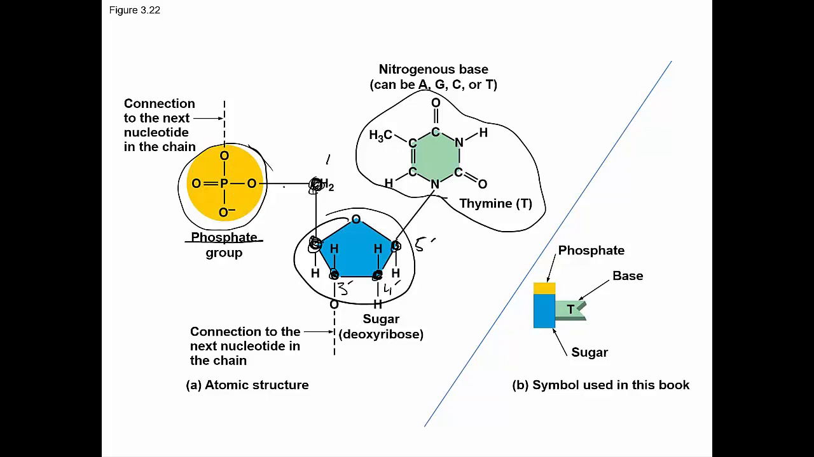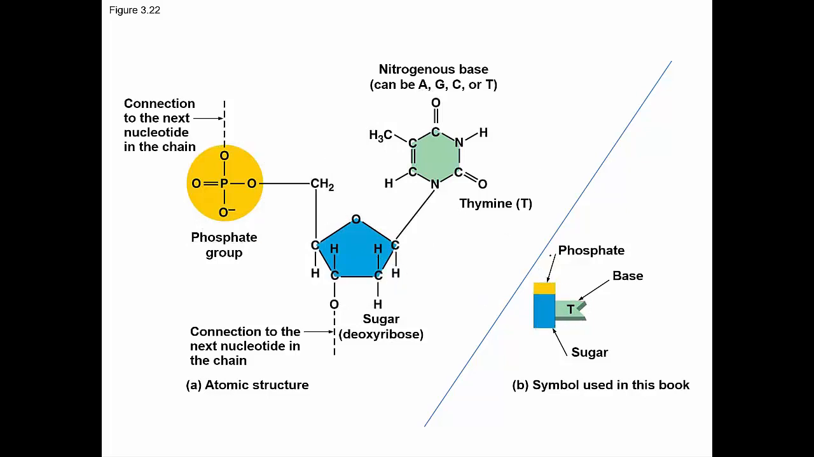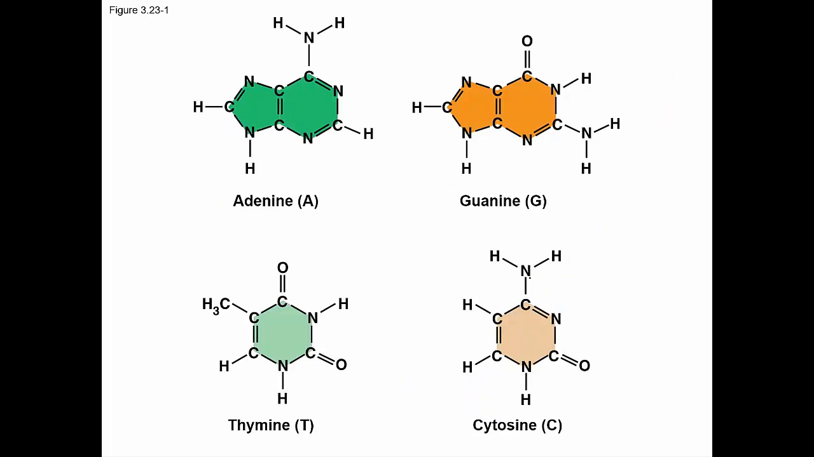So this whole big mess you can make as a simpler cartoon like this. This blue rectangle is the sugar. This is the phosphate group, and this is the base, or nitrogenous base. And this is the symbol you'll see in your textbook. These are the structures of the different nucleotides.